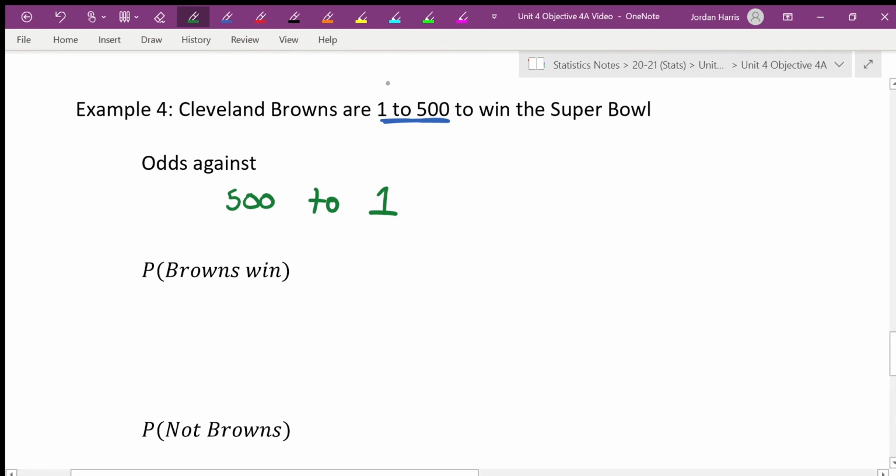Okay, if it's odds for, the first number is the number for that event to occur. Okay, if it's odds against, the first number is the number against that thing occurring. So 500 relates to every other team in the NFL winning the Super Bowl. The 1 relates to the Cleveland Browns winning the Super Bowl. Okay, and if you looked up other teams you'd notice a similar trend, and they're actually pretty low for any team.